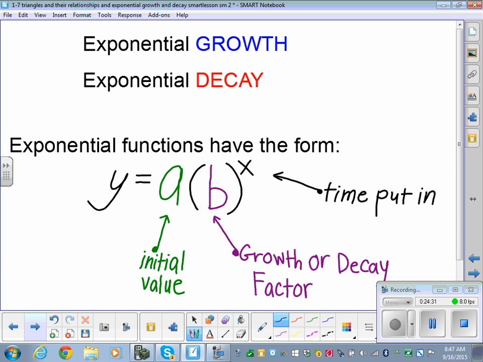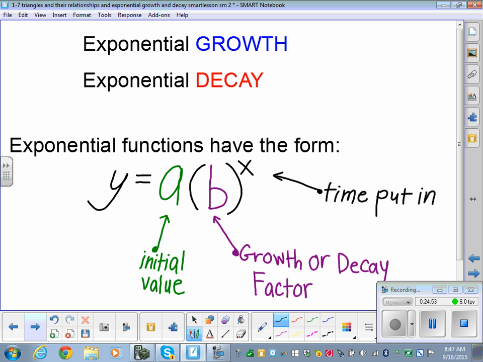Only the b is being raised to the x power. So super important. Once you know the form of the function, you have to know what each thing means, so you have to be able to plug things into the correct place. A is our initial value, our starting point. B is the growth or decay factor.